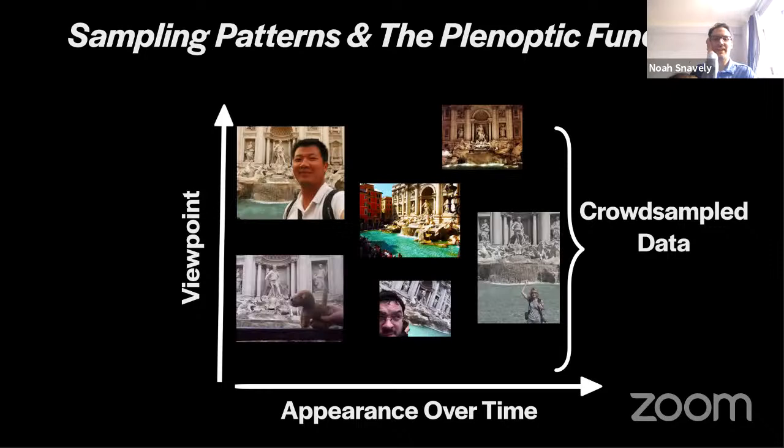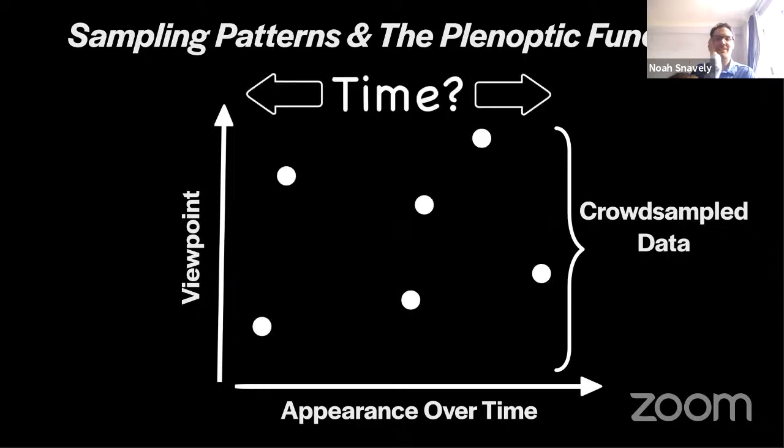And by the way, a lot of these timestamps are not very accurate. Most of them are completely hopeless, worthless. So we also don't know exactly where each point is localized in time in our set of samples of, say, the Trevi Fountain that we download from the internet.